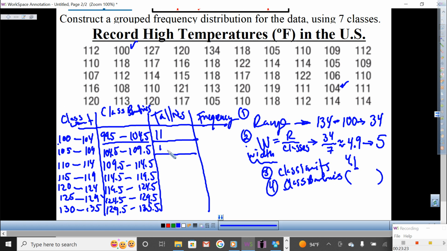Hands if you got 9. 7, yes. 1, 2, 3, 4, 5, 6, 7. So let's fill out the frequency as we're going along. This one is 2, this one is 7, and so on and so forth.